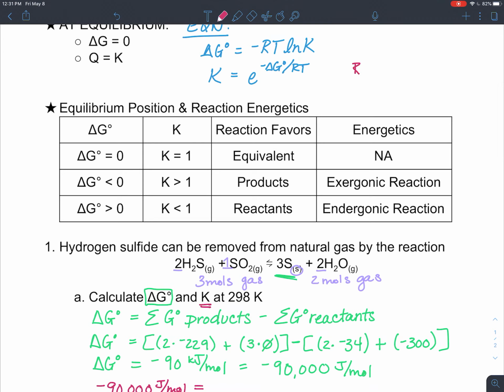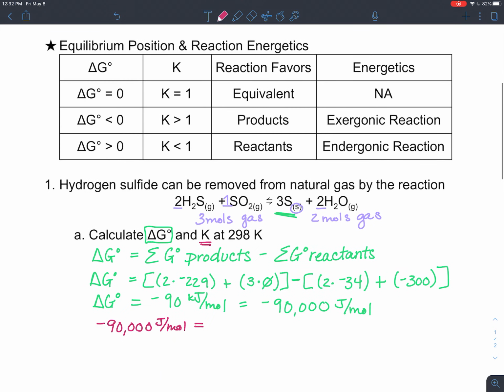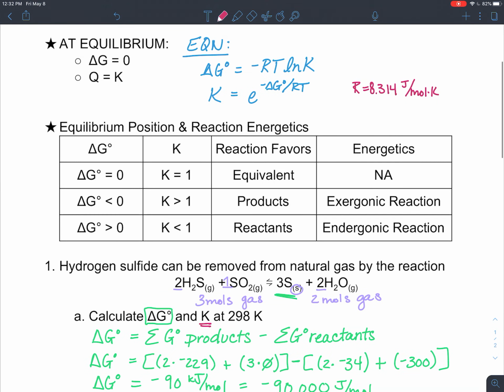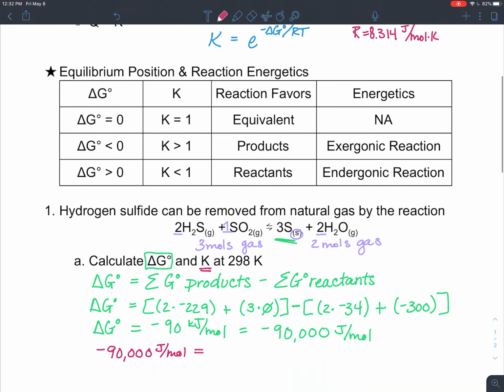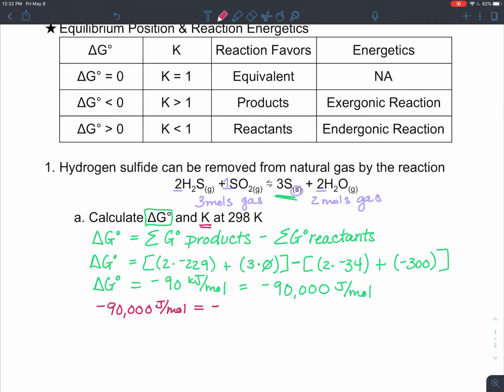Okay, and I guess I should probably put this up here again. Our R value that we're going to use is 8.314 joules per mole Kelvin. Okay, so I'm going to plug that number in down here. And we're going to have that negative at the very beginning, so I'm going to put a negative sign there. So negative RT natural log of K.